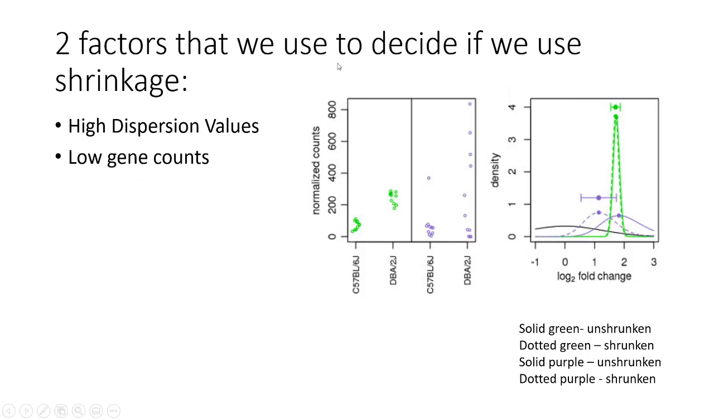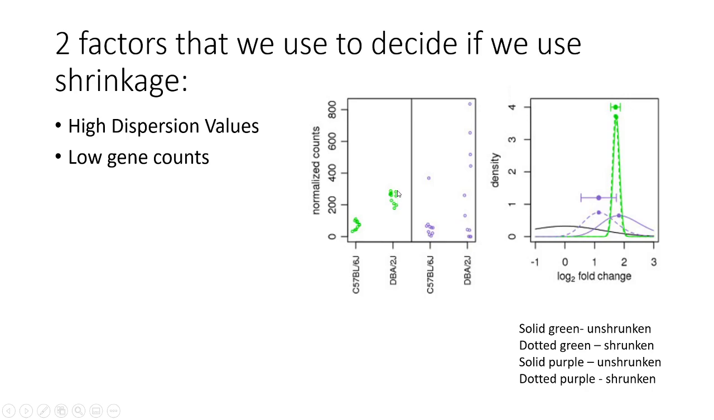There are two factors that we use to decide if we want to do some shrinking. We'll go through them in order. The first thing is high dispersion value. Over here in this diagram, you can see genes in green and genes in purple. Both their means are pretty similar, but purple has really high dispersion values, so it's really high variance, whereas green doesn't.